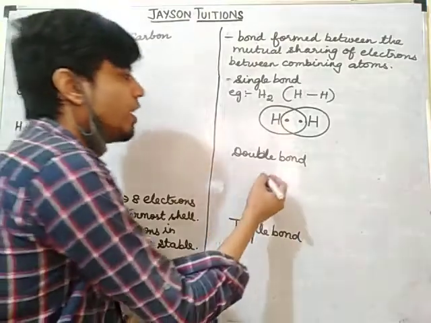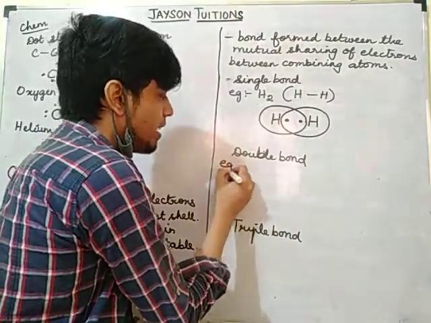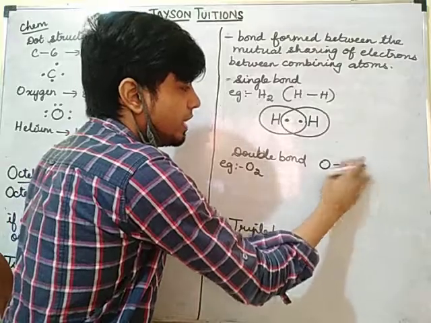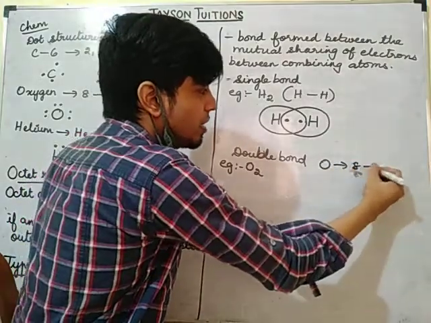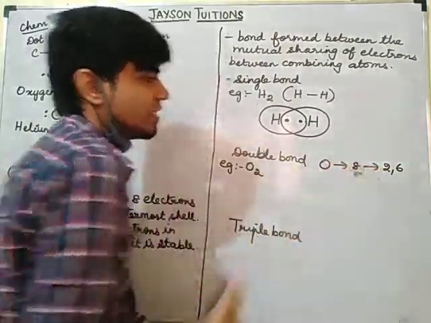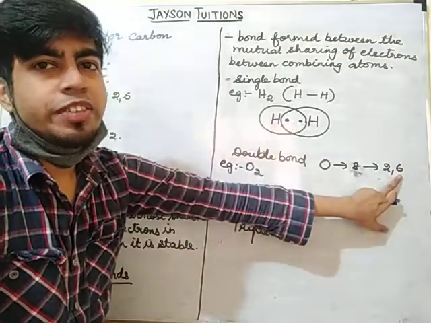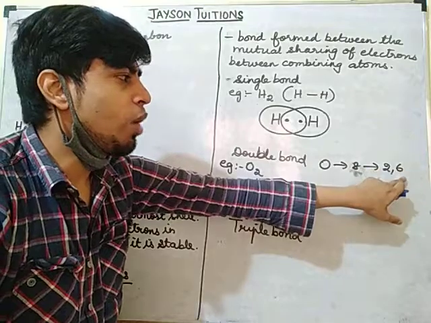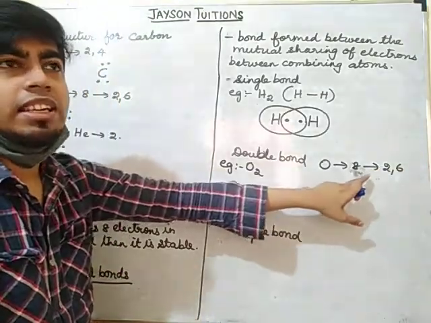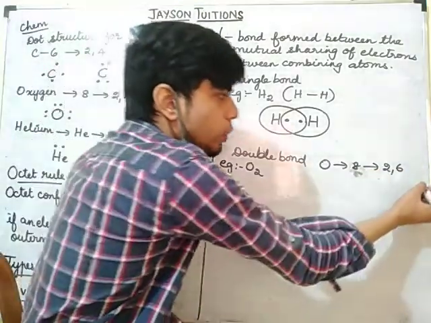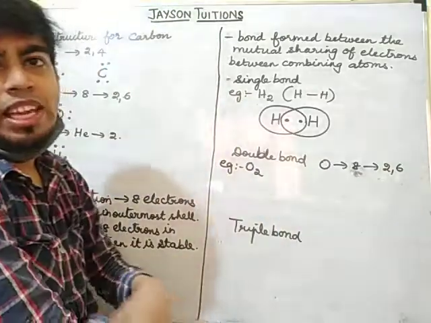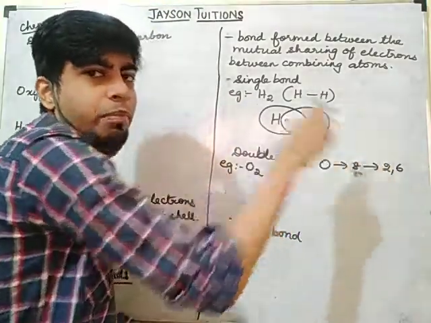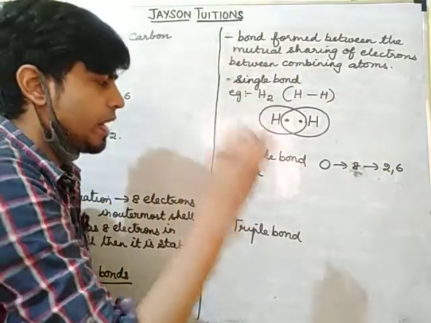Next, for the double bond, I will write the example oxygen. Oxygen, what is the atomic number? 8. So it is 2, 6. How many dots should we keep for oxygen? 6 dots. How many electrons will it share? It needs 2 electrons to become 8, so it will share 2 electrons. 6 dots we should keep, but it will share only 2 electrons.